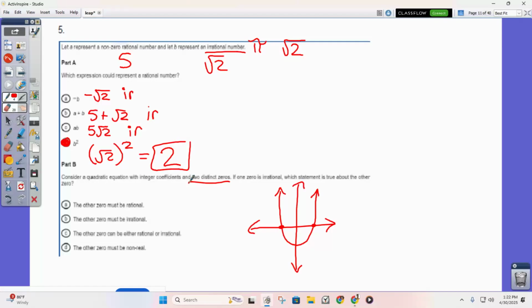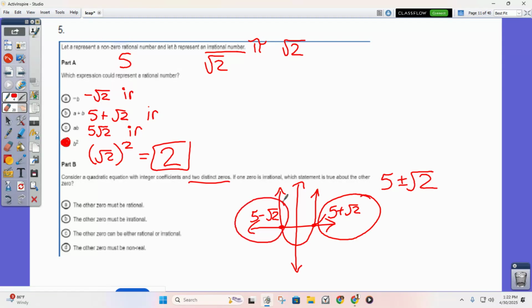When it says one of them is irrational, let's just use the numbers we used above. So remember when we did the quadratic formula, we ended up with something like 5 plus or minus the square root of 2. So this answer would be 5 plus square root of 2. This one would be like 5 minus square root of 2. Okay, this graph is not really accurate. I'm just putting numbers up there to help you understand that if one of them is irrational, the other zero will also be irrational. So option B is correct.